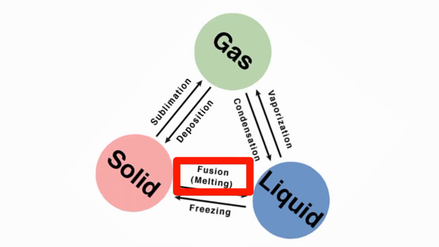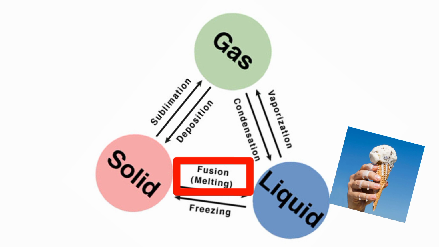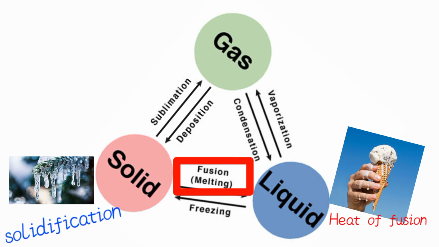Fusion or melting is the process that causes a solid to change to its liquid state. The amount of heat required to produce this change is called heat of fusion. When liquids release heat, the water molecules begin to move at a slower pace. The space between the molecules becomes compact. The process of changing liquids to solids is called solidification or freezing.